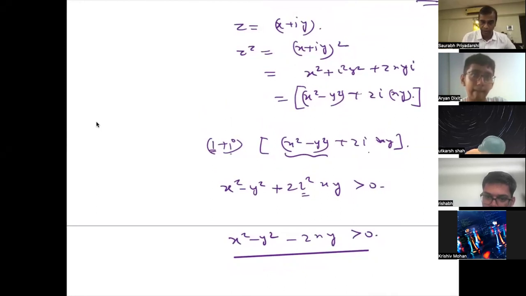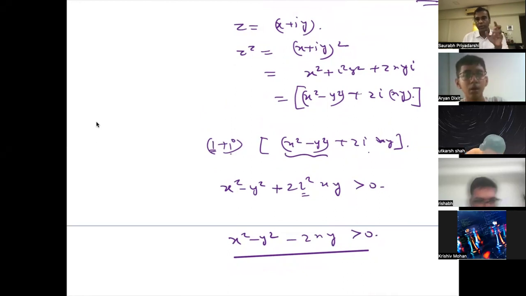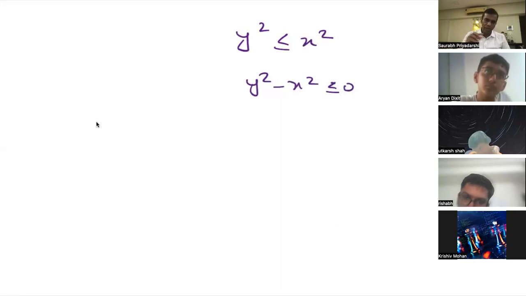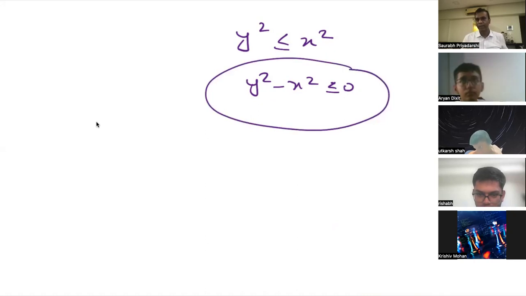Not bad, but this is a square term, means you will get two answers, na? Two portions will be there, na? If you are getting any square term, means, just a minute. If I'm saying y square only, y square less than equal to x square, right? y square less than equal to x square, or y square minus x square less than equal to 0. Is this okay? Are you able to draw the graph of this in the xy plane?